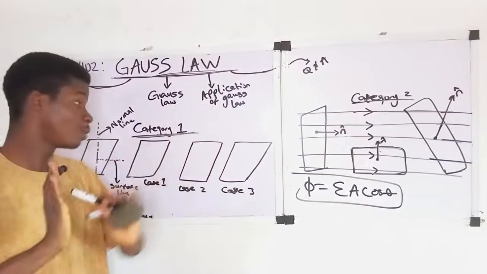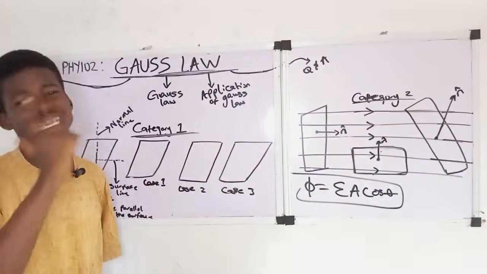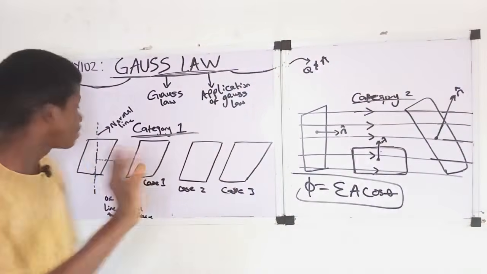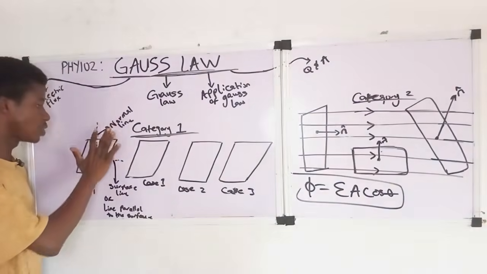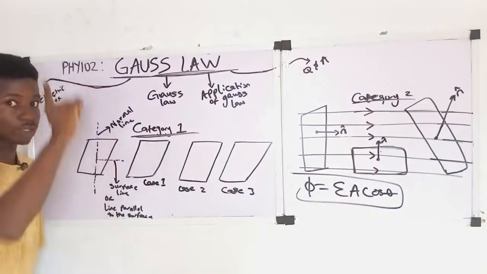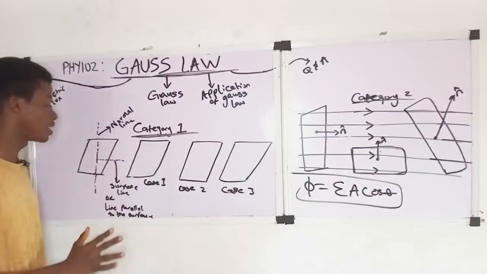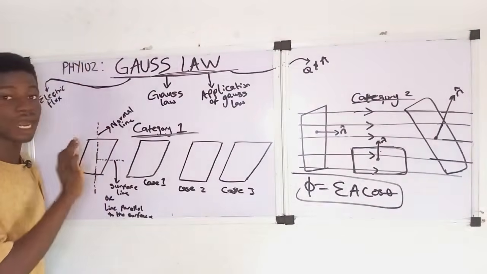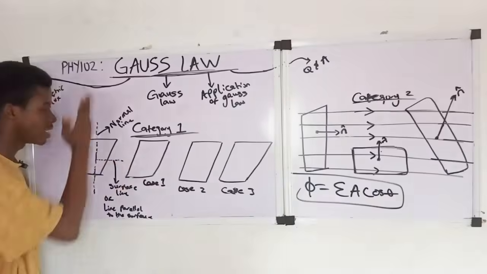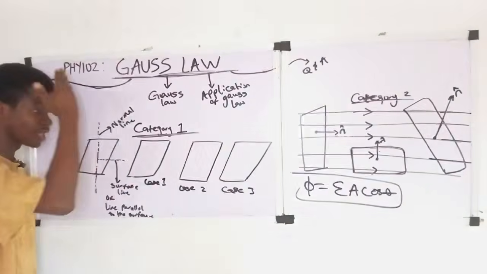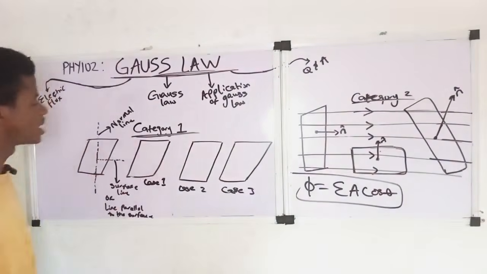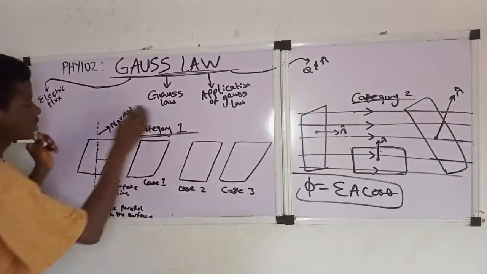please follow me. Under case 1, when the electric field, remember this line is a normal line, a line that is perpendicular to the surface, while the surface line is the line that is parallel to the surface. This is the surface. The line that's perpendicular to the surface, that vertical line, is known as a normal line. Now let me clean this part.